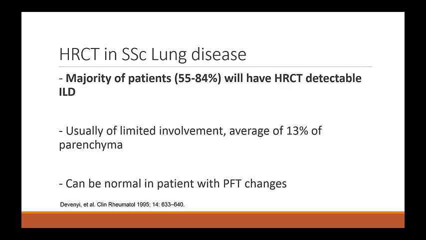That's why you need your high-risk CAT scan. Most patients, up to 84% of them, will have detectable disease on high-risk CTs. That doesn't necessarily mean that they're symptomatic. Most of the time, these patients will have limited disease, found to be around 30% involvement of the lung. However, you can also have patients with PFT changes but normal findings on high-risk CAT scan, which is why you want to use both the PFTs and your high-risk CAT scan.